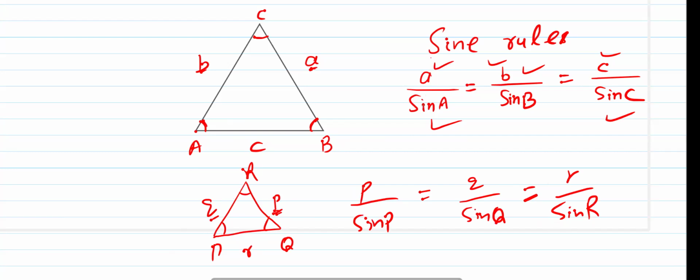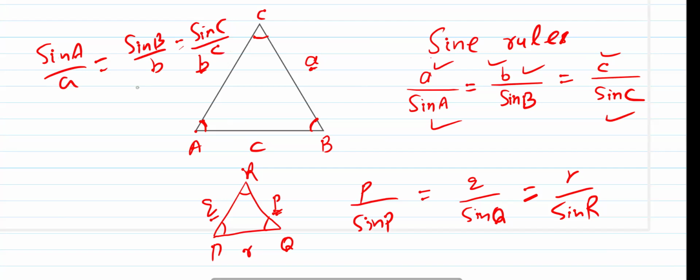Sine B over B, sine C over C. That doesn't matter. But keep in mind if you are keeping the sine up, then all sines should be up. Okay? But I'm used to this one mostly. I keep the side up and the angle down. Okay?